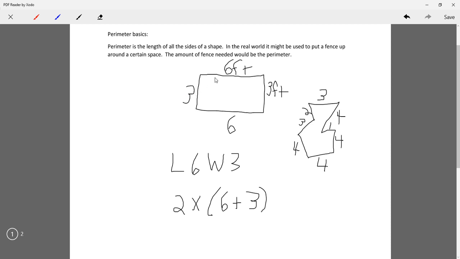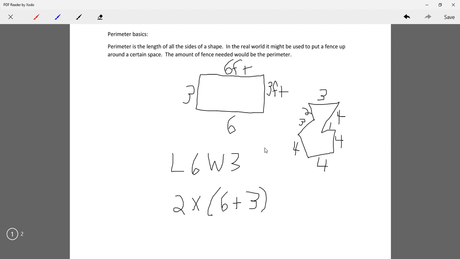With a perimeter, it doesn't have to be a quadrilateral. It doesn't have to be a rectangle. It's literally just adding up the length of the sides.